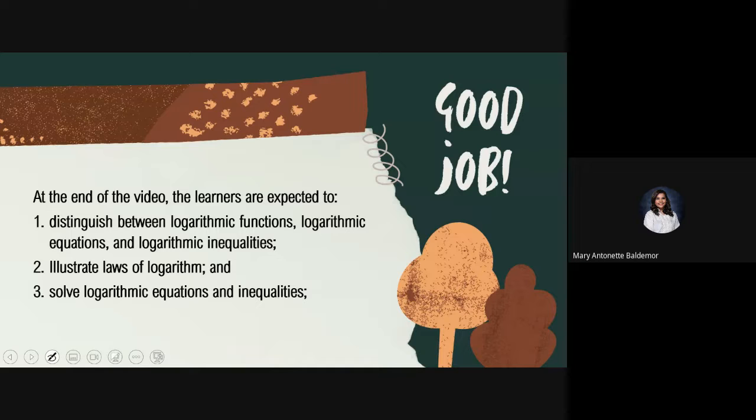Good job, everyone. Let's go back to our objectives. At the end of the video, the learners are expected to first distinguish between logarithmic functions, logarithmic equations, and logarithmic inequalities. Two, illustrate laws of logarithm, and lastly, solve logarithmic equations and inequalities. Thank you so much.